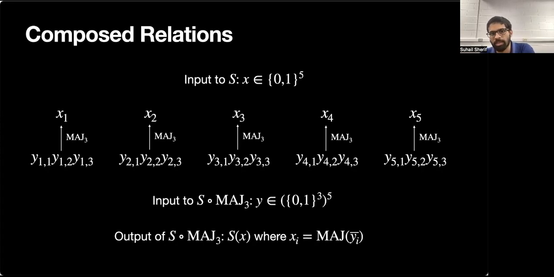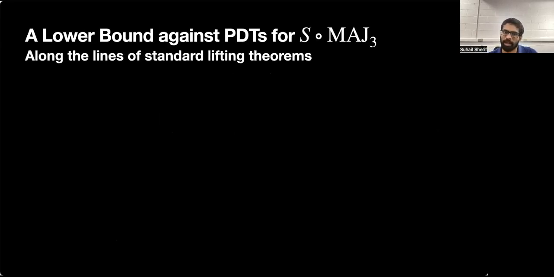And the reason composed relations are so useful is that these gadgets act as shields that shield you from the implicit input. So although we're making parity queries to the Y variables, in some sense, that's restricting the ways in which we can affect the implicit X. And what we will prove is that it's going to be equivalent to just querying X instead of making parity queries to X. And this is how standard lifting theorem lower bounds go.